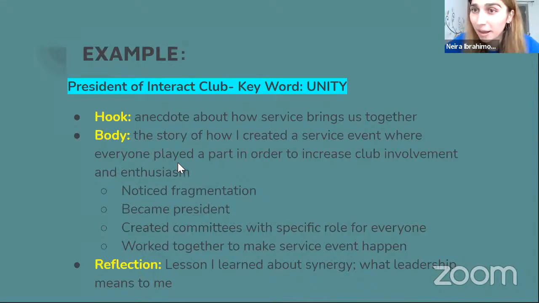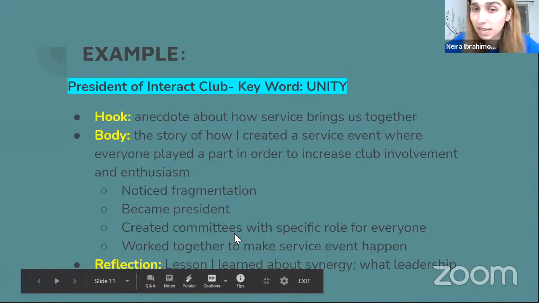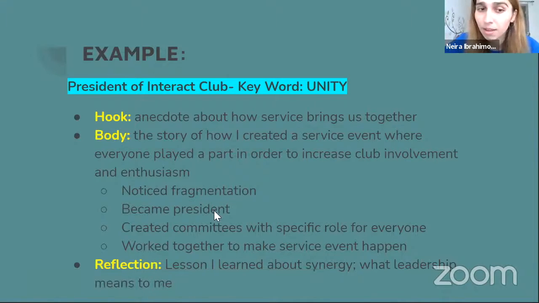Okay, I know what I want to talk about. How am I going to talk about it? Well, first, I noticed fragmentation in the club. It was a bit disoriented. Not a lot of people were involved. Then I became president. Then what did I do as president? I created committees with a specific role for everyone. And then we worked together to make a service event happen. Very general, I didn't add any specific details, but I just provided a very small flow of ideas, so when I'm writing my paper, I know what I want to follow.